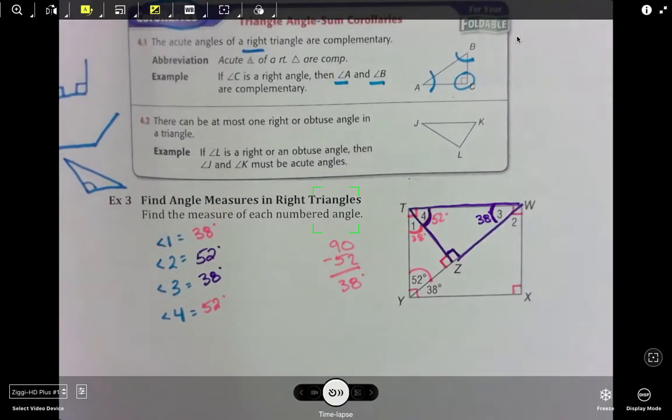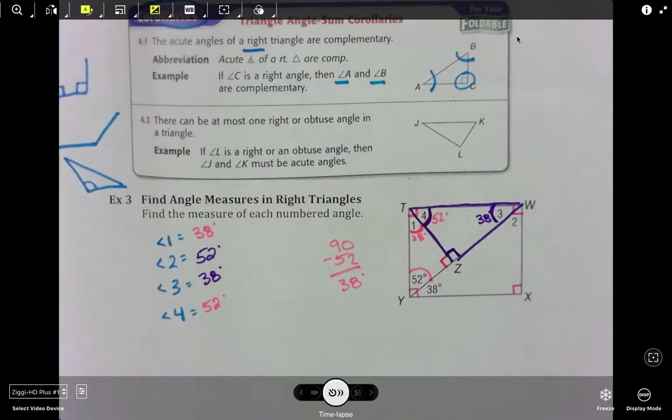All right. If you need to pause, rewind, do any of that, feel free to do so. But there is section 4.1.